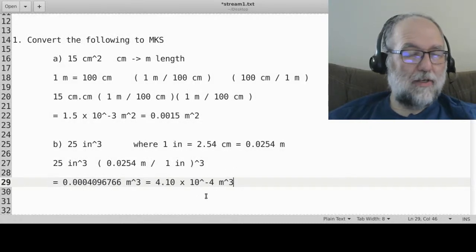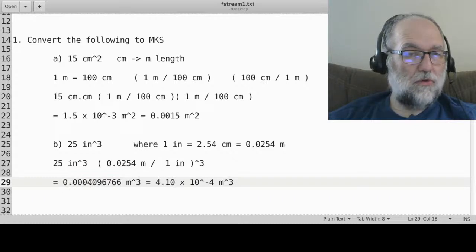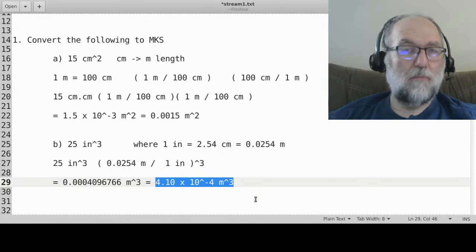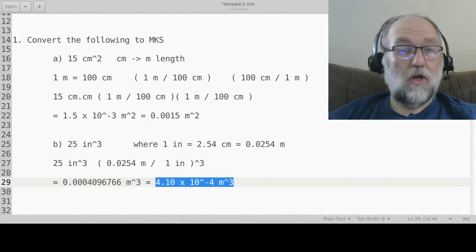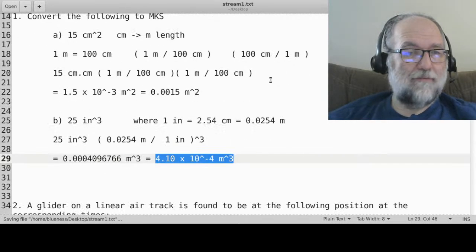I've got it both in scientific notation and not. So if you just did it on your calculator, you might get a bunch of digits like that. Okay, in scientific notation, you would move the decimal over 1, 2, 3, 4 to the right, and so that's 10 to the minus 4, like that. And so 4.10 times 10 to the minus 4 meters cubed. All right, there's our first question done. All right, should be easy enough.